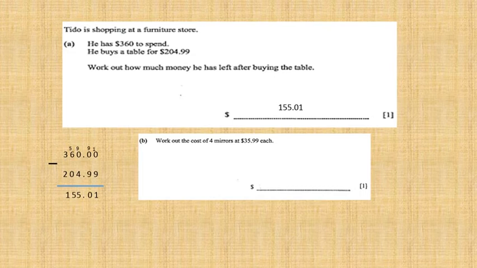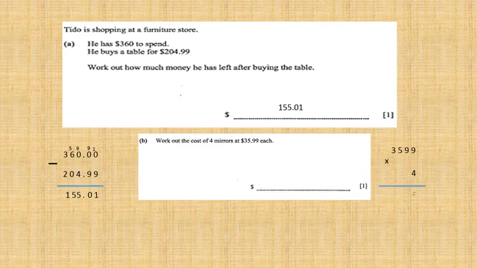And for question number B, he needs me to work out the cost of 4 mirrors at $35.99 each. So I will multiply 3,599 times 4. So what about the point? In multiplying decimals, we just have to ignore the decimal point. And after that, after we answer, we will get it back. So I will multiply normally right now.